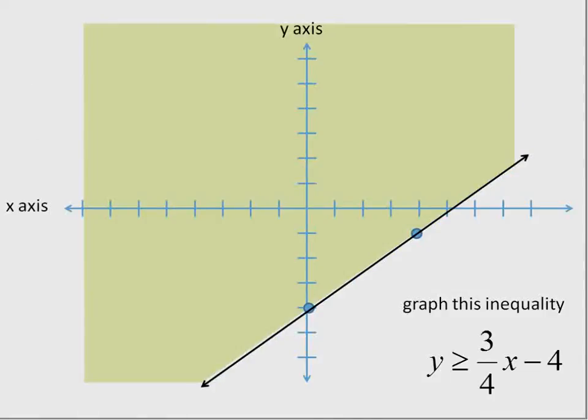All right? Both methods work. I think just looking at the symbol and deciding whether it's above or below is easier, but you can take a test point and that's fine too. All right, so that's how we would graph when we're given a linear inequality.